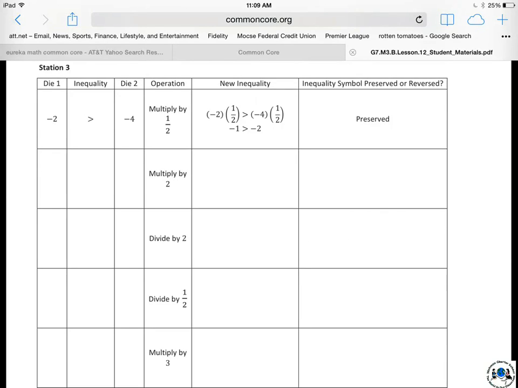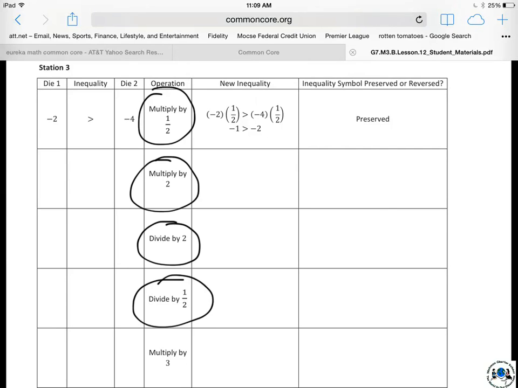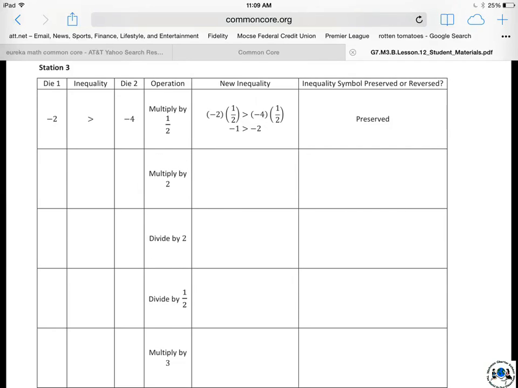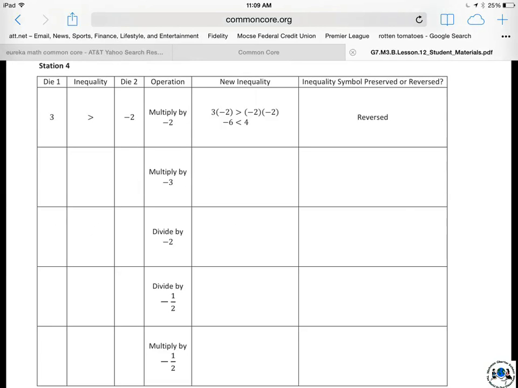Here's station 3. We have multiply by 1/2. We have multiply by 2. We have divide by 1/2. And as you can see, divide by 2 and multiply by 1/2 are the same exact thing, but just to show the operations. Different operations. And in station 4, just more multiply and divide, but now by negative numbers.